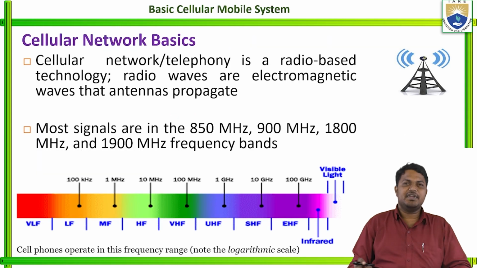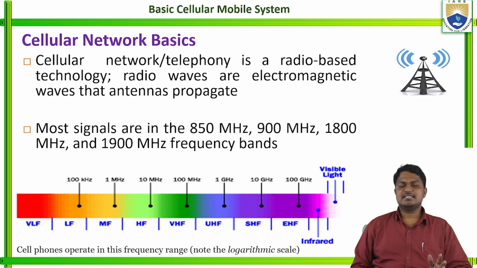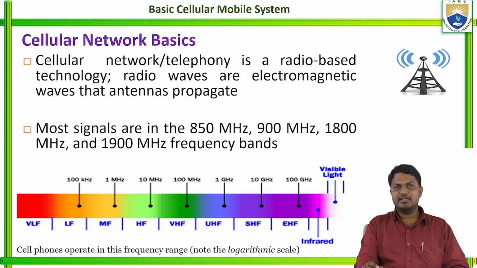So in this topic, the basics are the cellular network basics. The cellular network is based on radio signals. The cellular network telephone is a radio based system. The radio waves are electromagnetic waves that an antenna propagates. I am repeating here, the cellular network or telephone network is radio based technology.